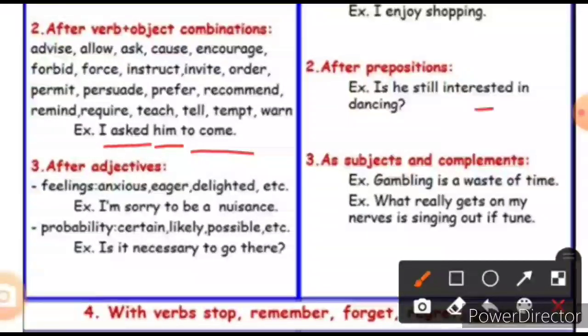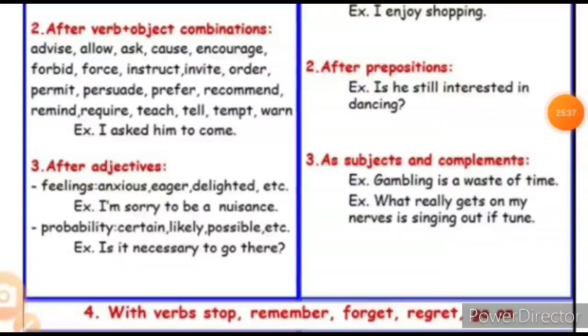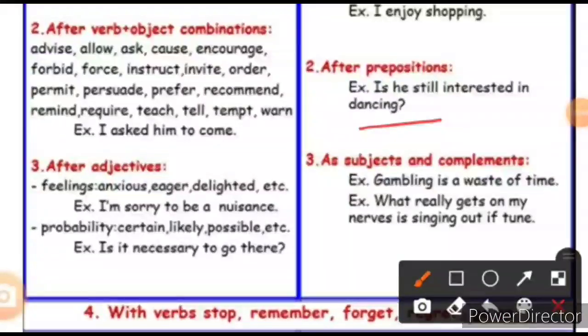Okay, dancing. So over here the gerund has come after the preposition, like this. Then we have the next one, and that is after adjectives. Now after adjective, what are you using? You're using infinitive. For example, feeling anxious, eager, delighted. Over here, if you can see, I'm sorry to be a nuisance. And probability, certainty, like for example over here, is it necessary to go. Now probability के लिए भी आप जो है infinitive इस्तेमाल करते हैं.